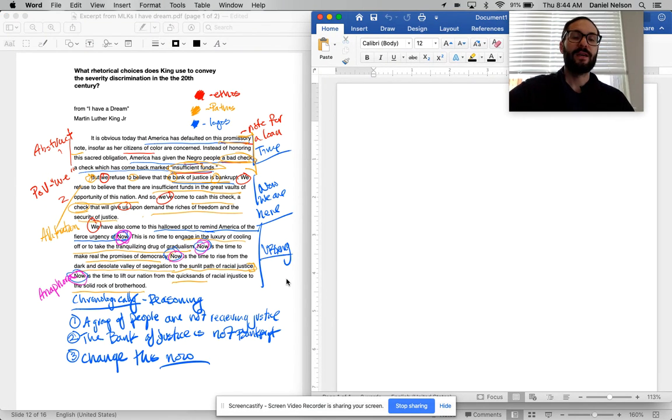So if we go back to Martin Luther King Jr.'s speech, there's all our annotations from the other day. We could probably pull some of these together to write some sentences to look at the appeal. I crafted our first sentence: What rhetorical choices does King use to convey the severity of discrimination in the 20th century? There's typos in there, but what are you going to do? So what do you think are some things we can do to change this? How can we craft a sentence?